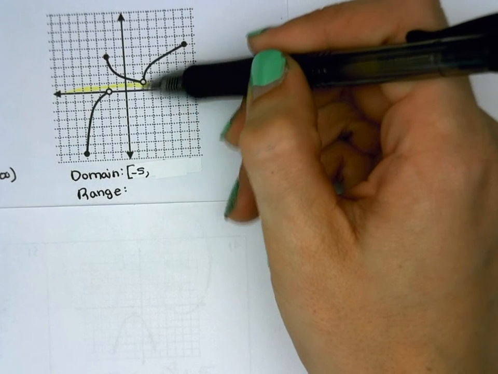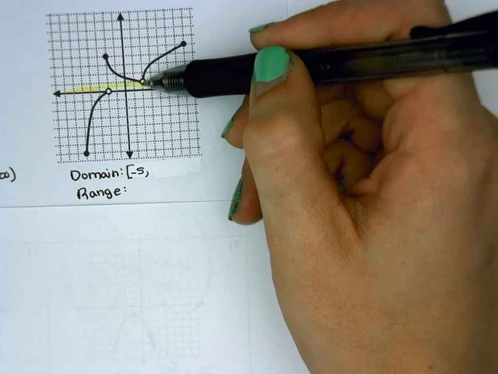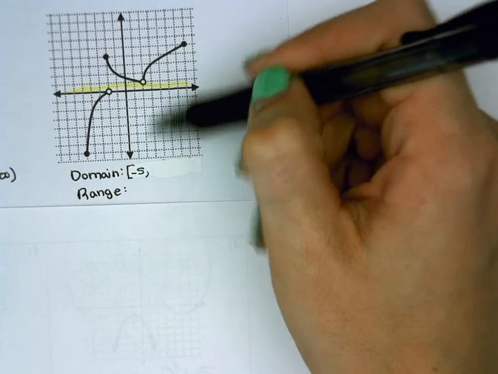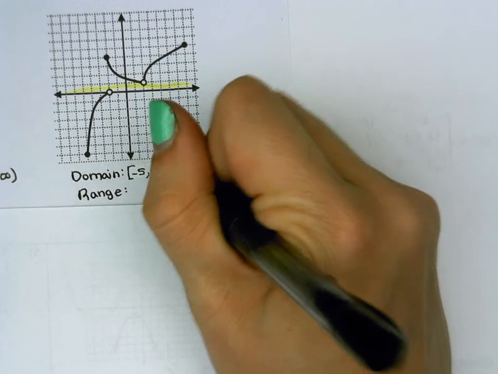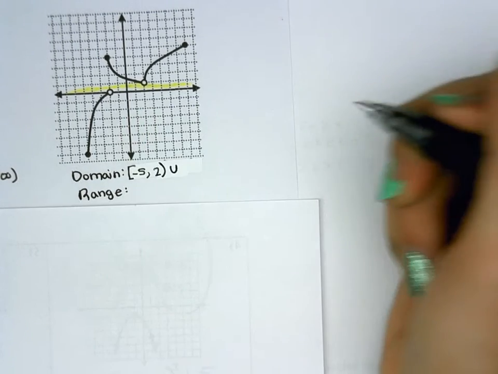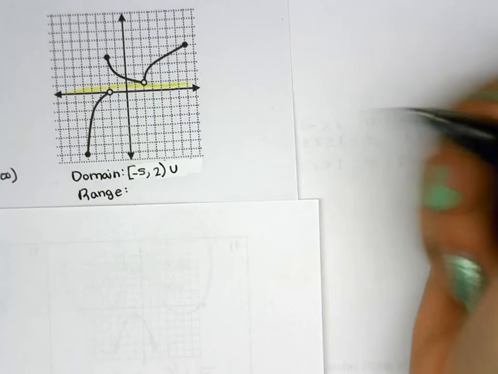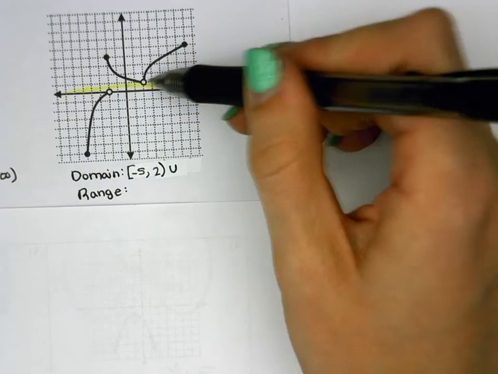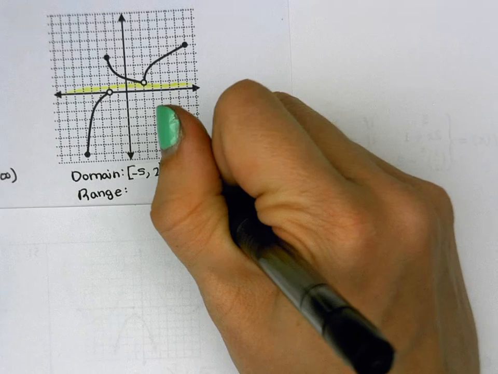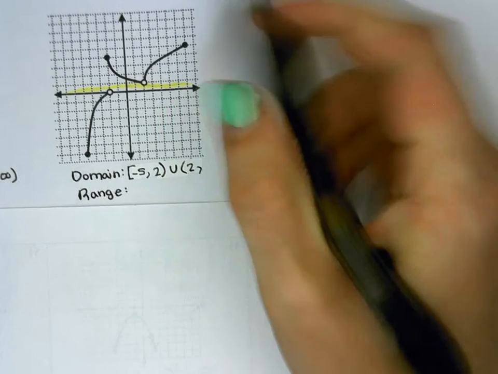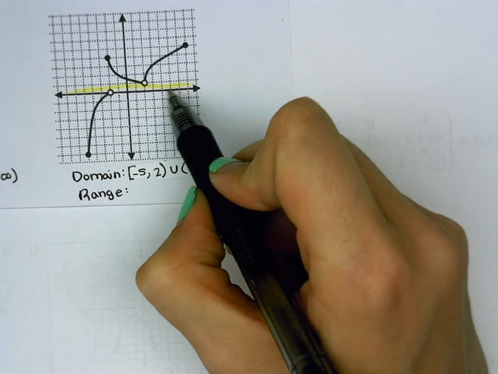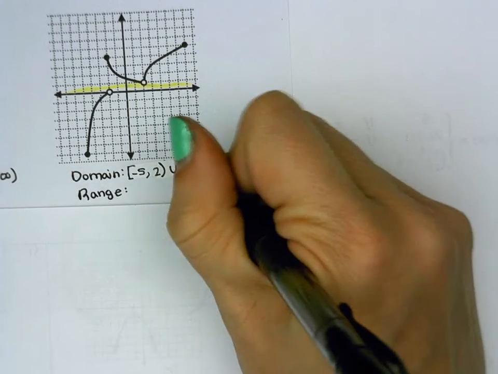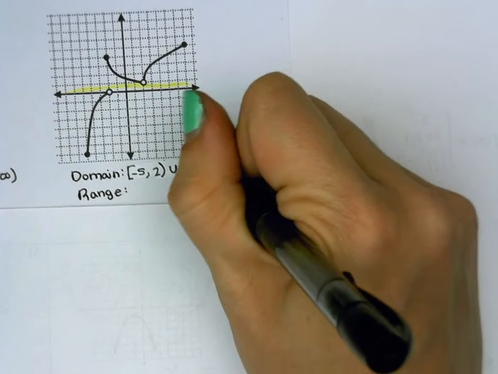Right here at x equals 2, I have a hole and I have no point anywhere on x equals 2, so I do have to cut it at 2. Since there's no point, it's a parenthesis. And then we restart again immediately at 2 with that parenthesis. And we go all the way over here, which is at x equals 1, 2, 3, 4, 5, 6, 7. And there is a point there. And so that is a bracket.